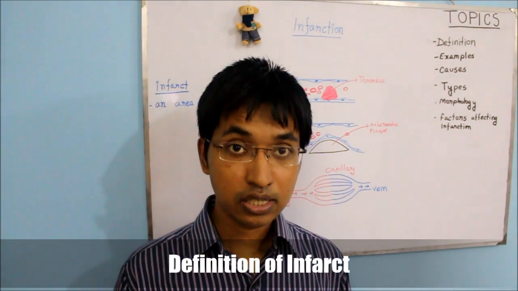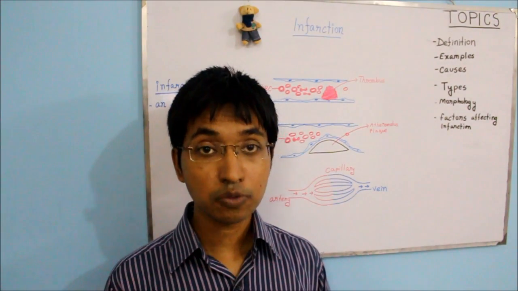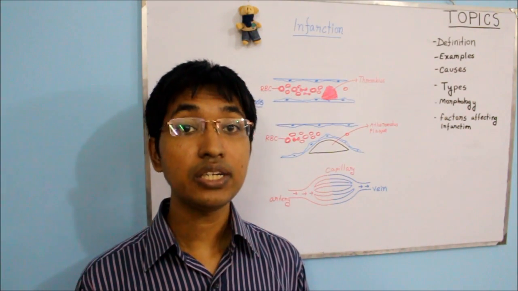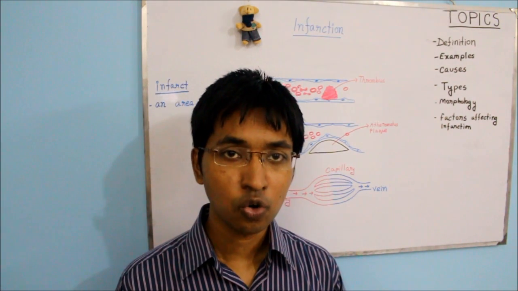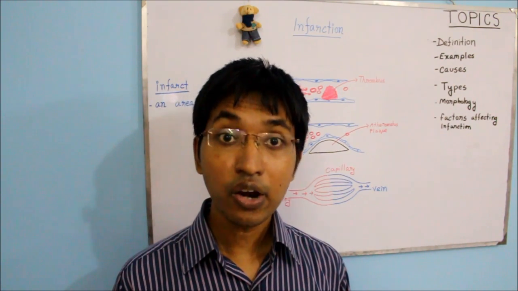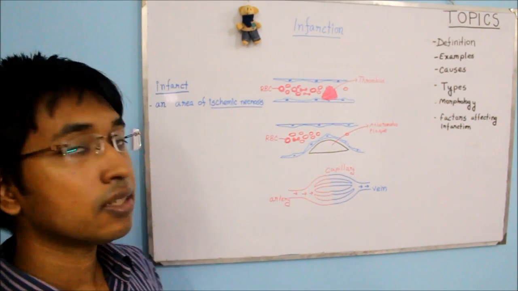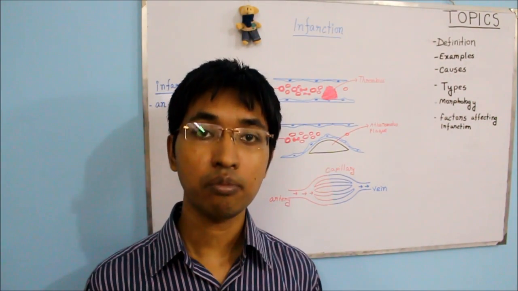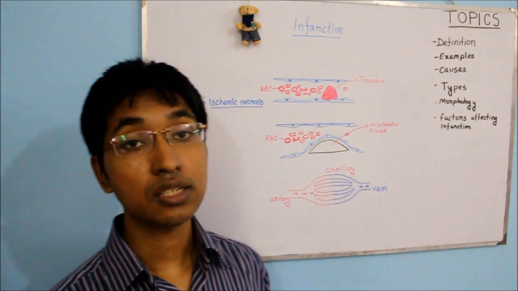An infarct is an area of ischemic necrosis caused by occlusion of either arterial supply or venous drainage. So now let's explain this definition. So what did we see in the first line? An infarct is an area of ischemic necrosis. Now what does this mean, ischemic necrosis? So actually we have two terms in these two words. One is ischemia and one is necrosis.